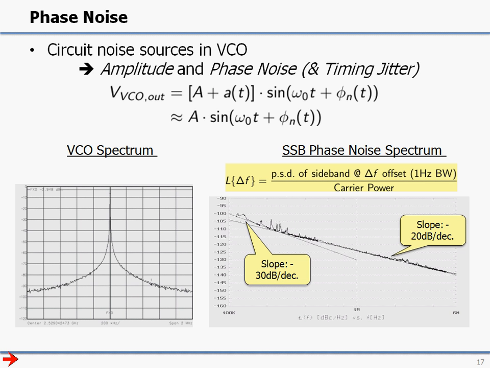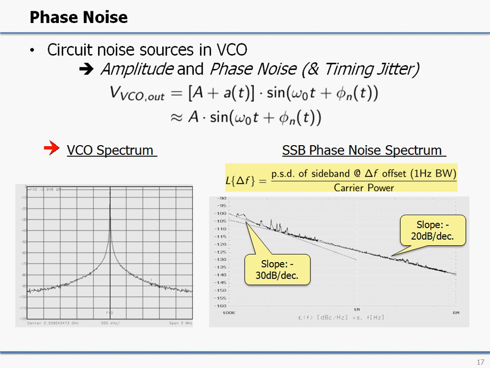sources, voltage noise and current noise inside the circuit, but the quality of the signal that we expect is typically in terms of the phase of the signal. The amplitude noise is also present, but we'll see later that it typically gets suppressed, but phase noise is really what is the quality that we expect of the signal.